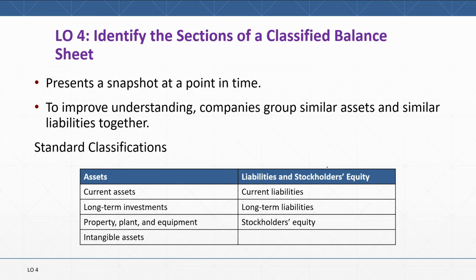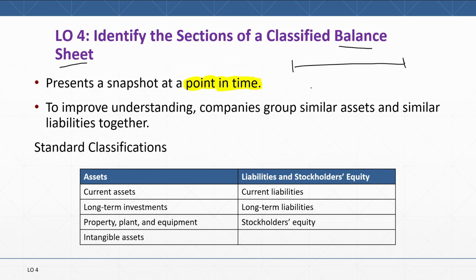In learning objective 4, the last learning objective of this chapter, we talk about classified balance sheet. We already know that balance sheet reports the information at a point in time. All the data is presented as a snapshot at a point in time, which should be the last day in our accounting period. The other financial statements are not like that. Income statement, retained earnings statement, and cash flow statements are not like that. They report a period of time.